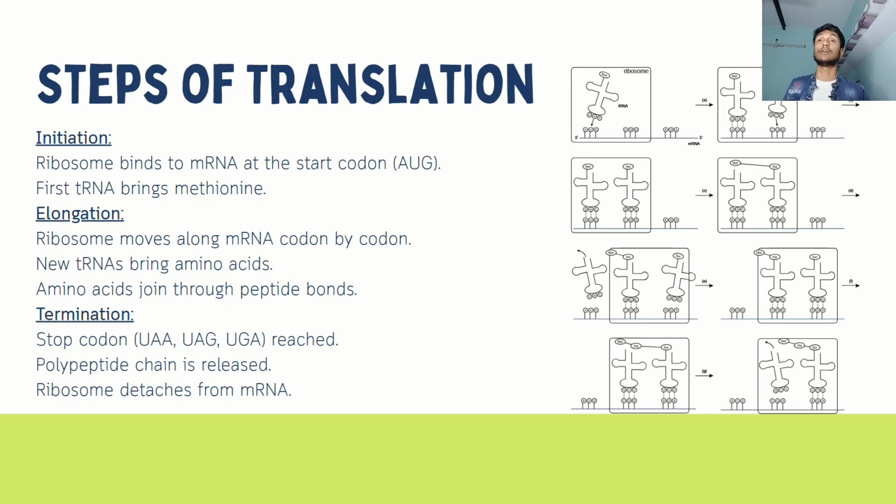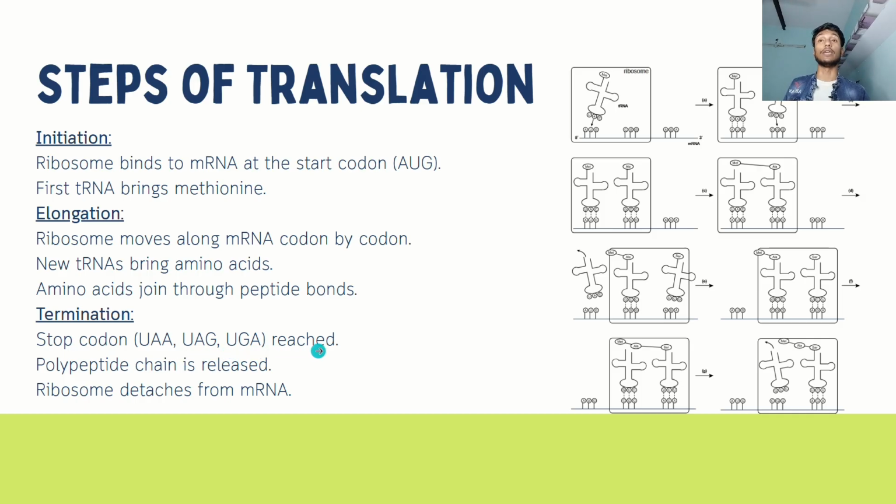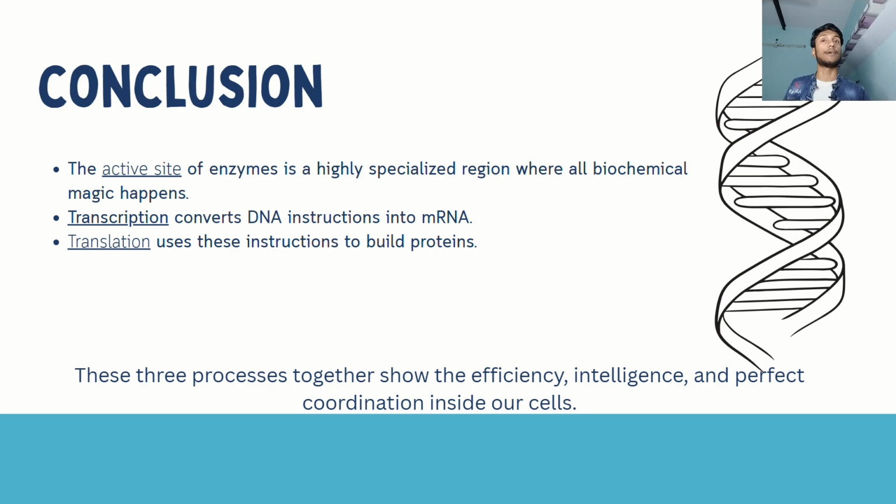Steps of translation. Initiation: the ribosome binds to the mRNA at the start codon AUG. The first tRNA brings methionine, as you can see in this diagram also. Elongation: the ribosome moves along the mRNA codon by codon. New tRNAs bring amino acids. Amino acids join through peptide bonds. Termination: a stop codon UAA, UAG or UGA is reached. The polypeptide chain is released and the ribosome detaches from the mRNA.